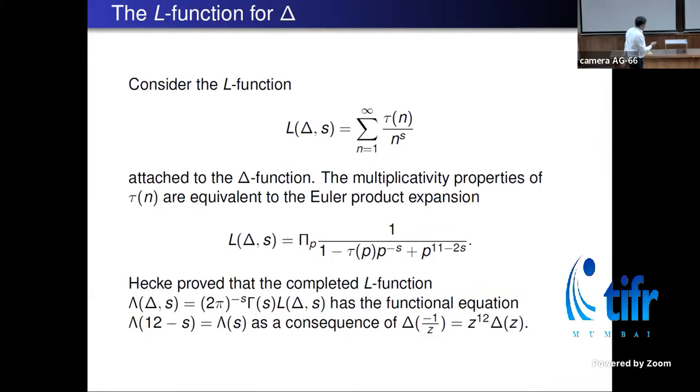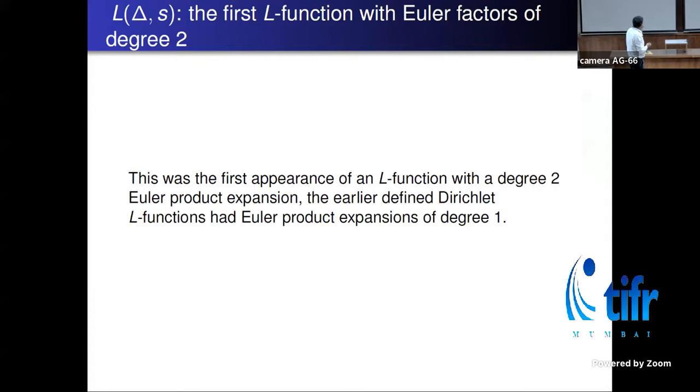And I'm going to skip what Hecke did here. So in some sense, this was the first appearance in mathematics of an L function with Euler factors of degree bigger than one. Dirichlet in the 19th century, in his famous proof of primes in arithmetic progression, had considered Dirichlet L series, L chi s, and they had Euler product expansions of degree one, right? So this Ramanujan delta function, which again showed up for Ramanujan in this somewhat exotic way, as error terms of these convolved sums, turns out to give rise to an L series with an Euler product expansion of degree 2, right? And this Euler product expansion is equivalent, at least formally, to these two properties I wrote down for Ramanujan's. Any questions? I don't know.